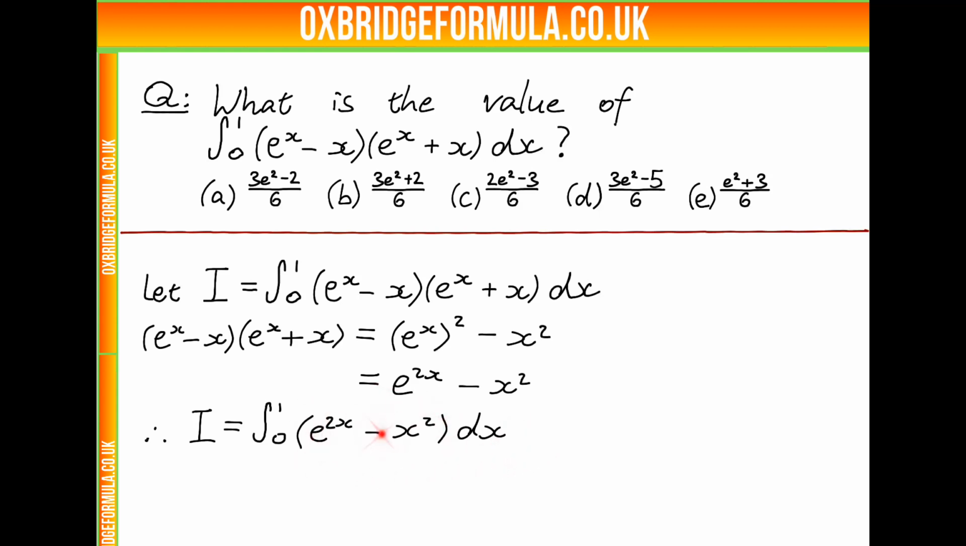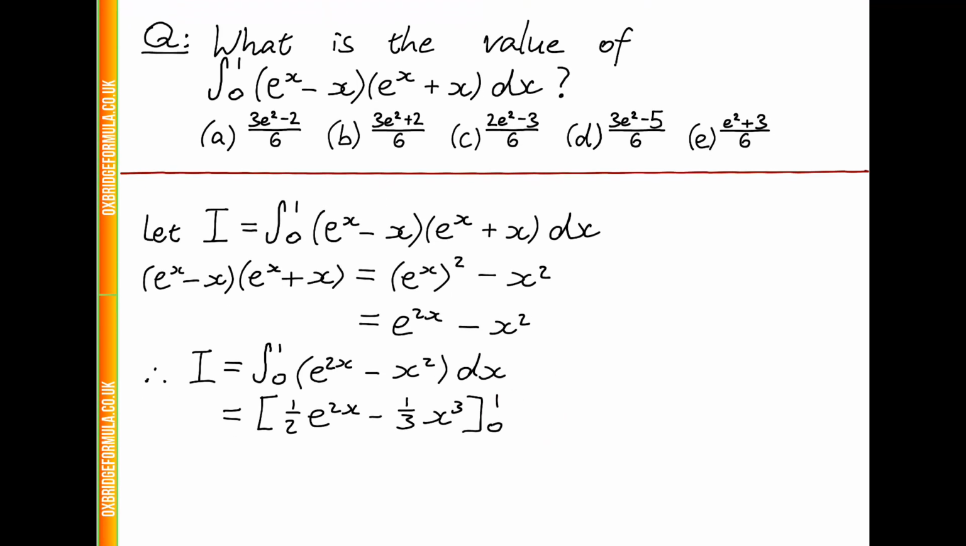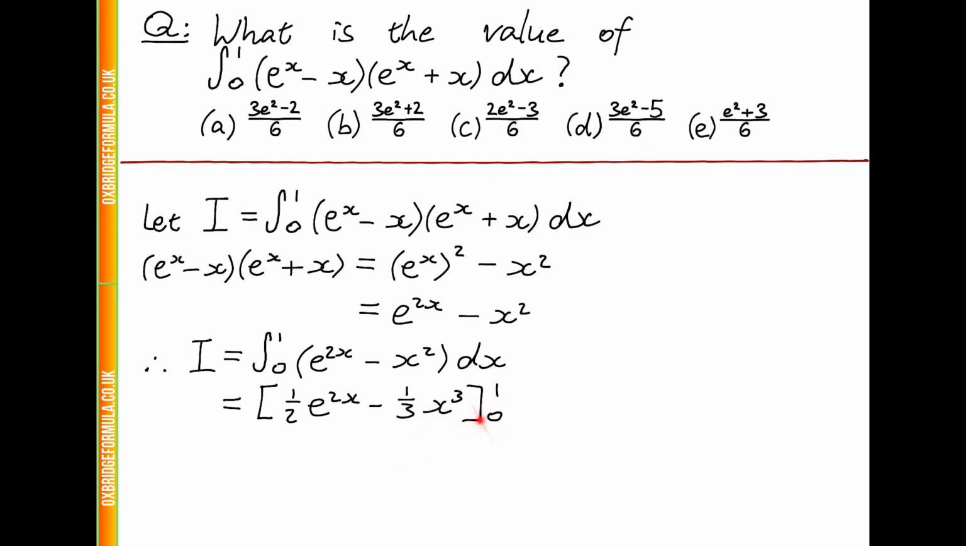Well, we now have two things that we can integrate straight away, and in fact e to the 2x integrates to a half e to the 2x, and x squared integrates to a third x cubed. So now we just need to plug in the values 1 and 0. So we remember that e to the 0 is equal to 1. So we get a half e squared minus a third from when plugging in 1, and from plugging in 0 we just get a half minus 0.